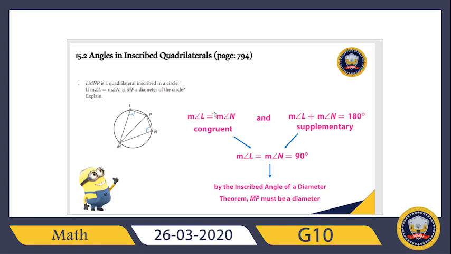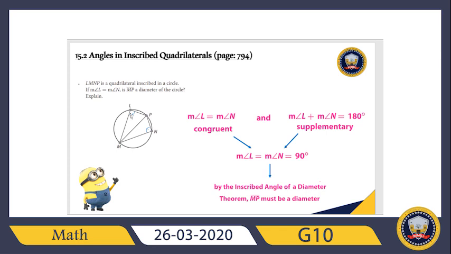Again, if you have these two conditions, two angles are congruent and at the same time they are supplementary, so these angles should each measure 90 degrees. This plus this tells you that the measure of L equals the measure of N and equals 90 degrees. Now, if my angle is 90 degrees, what does this remind you about?